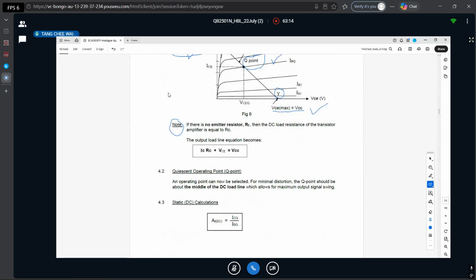Okay, take note, that is provided there is no emitter resistance. So the only resistance left is your RC. The only load resistance of the transistor is RC. And that's how this equation comes about. Okay, so no more RE. The emitter resistance is not there.